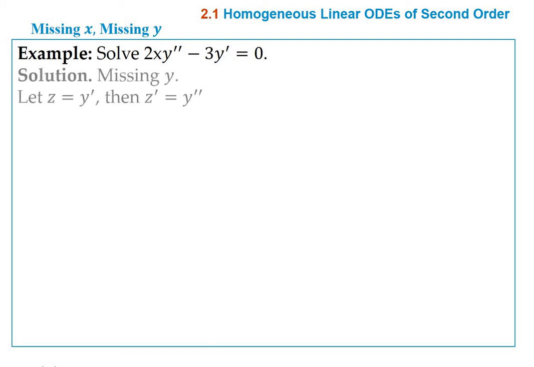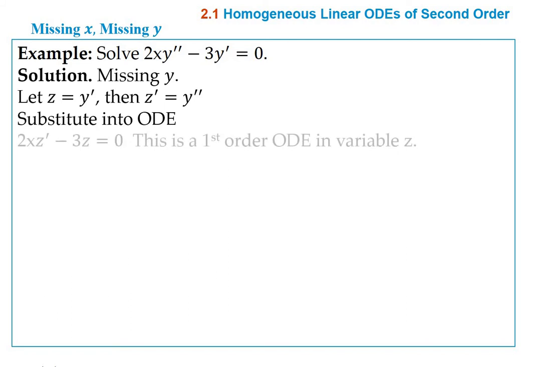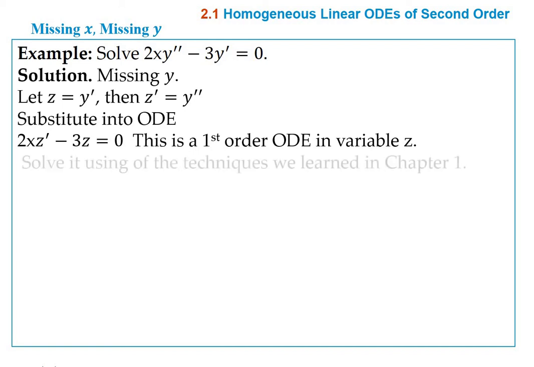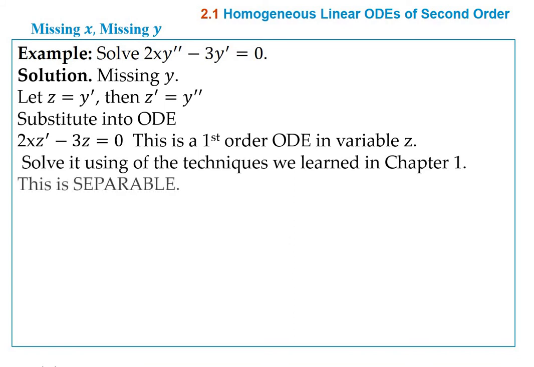So the substitution that I will make is z equals y prime, and so z prime will equal y double prime. By making those two substitutions in the original ODE, we'll convert it to 2x z prime minus 3z equals 0. Basically, this is a first order ODE in the variable z, right? And this can be done easily using the techniques. And luckily, this one is separable.